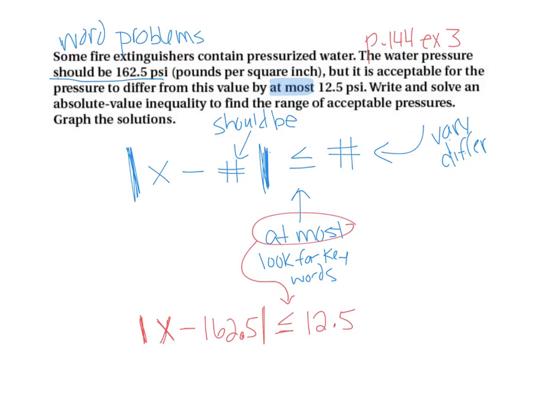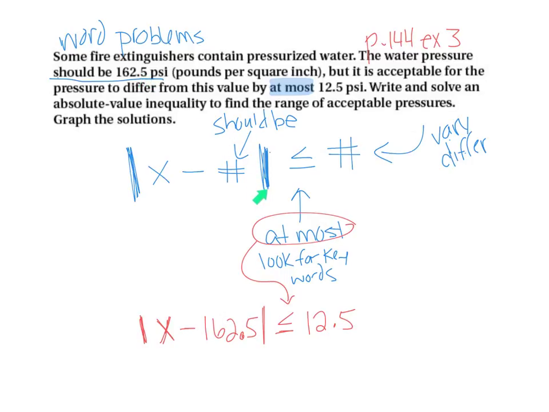So this is a word problem from page 144 in your book, example 3, so you can go back and look at this if you need to. When we have word problems, there's a certain format that we can kind of follow every time for these absolute value inequalities. It's always going to be absolute value of x minus some number, and in the word problem it'll be like what that number should be. So right here, should be 162.5.